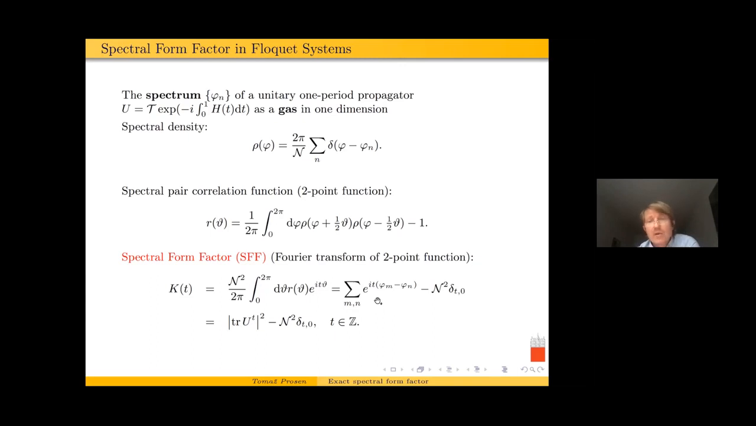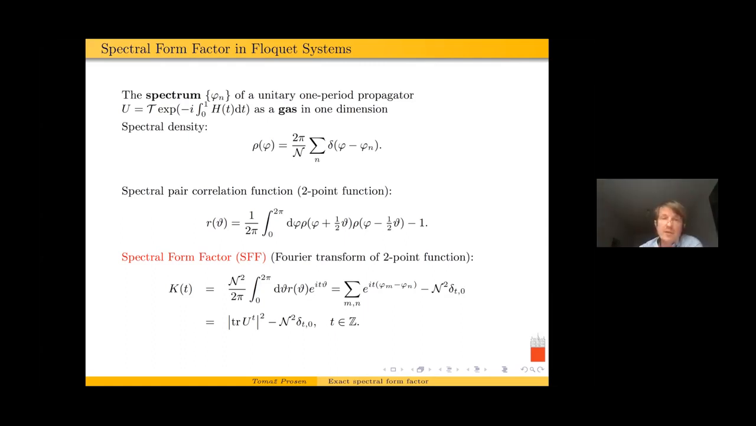If you do these two lines of calculation, you see that this can be written as a double sum over all quasi-energies, exponentials of differences of quasi-energies weighted by t, where t is now an integer variable because phi is on a unit circle. This only makes sense if t is an integer, and then this is exactly the Floquet time, that is the number of Floquet revolutions. If you go one step further, you can write this as the trace of U to the power t, modulus squared. So if U is this many-body propagator, what you have to be able to compute is the trace of the many-body propagator to some power, that is the propagator up to some time t.